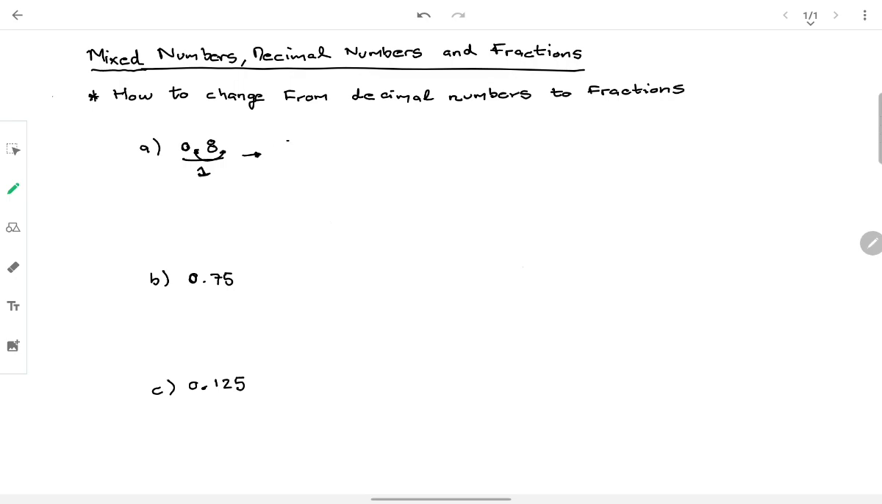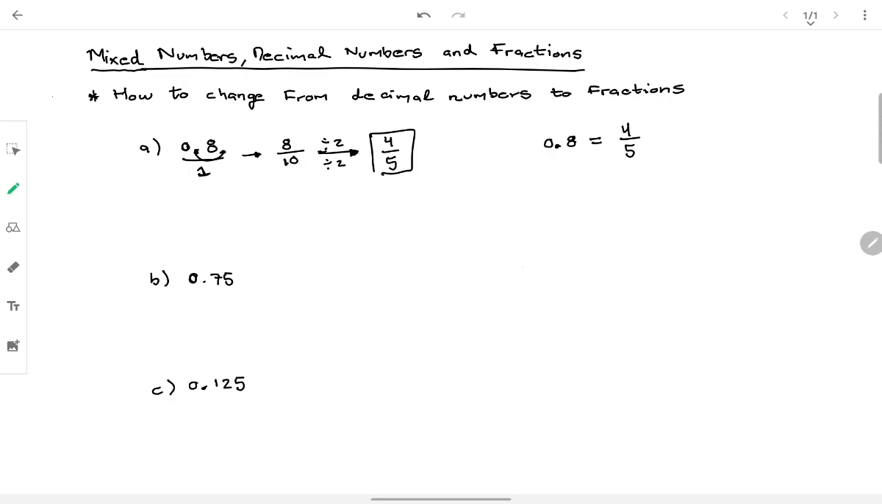So we can represent this as 8/10. And then we can simplify this fraction. We can divide it by 2 and by 2. That will get us 4/5. So that's the way of changing from a decimal number to a fraction. We can say that 0.8 is the same as 4/5.